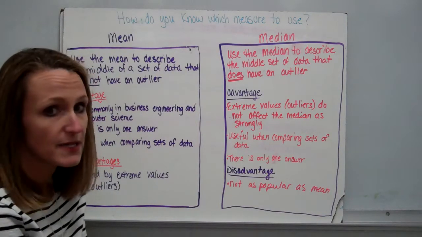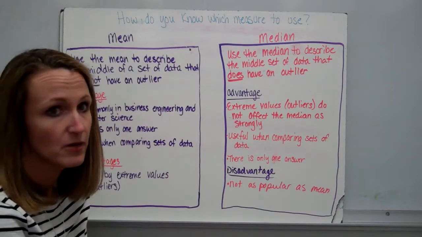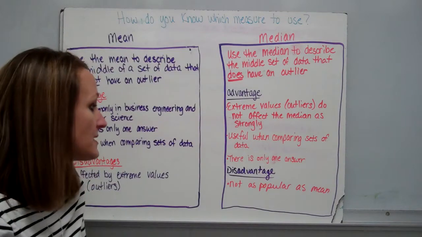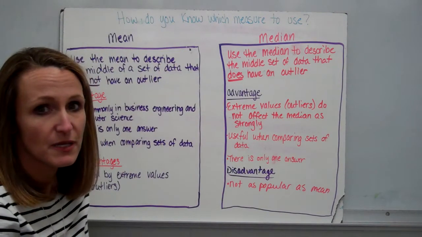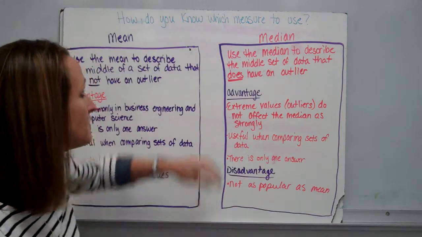It's useful when comparing sets of data, and there's only one answer. When we did that example a minute ago, I was able to find one answer for the median. A disadvantage: it's not as popular as the mean. You hear people talk about the mean or the average a whole lot more than they talk about the median.